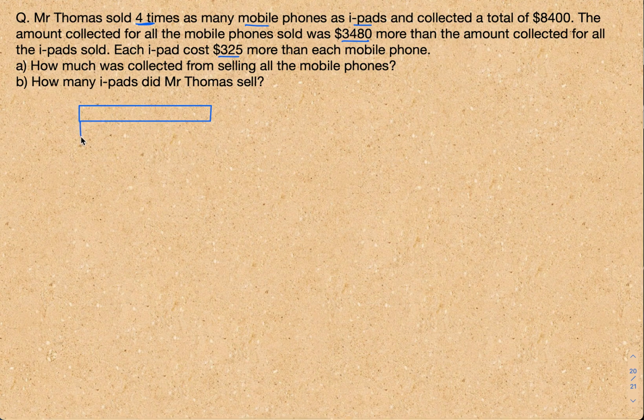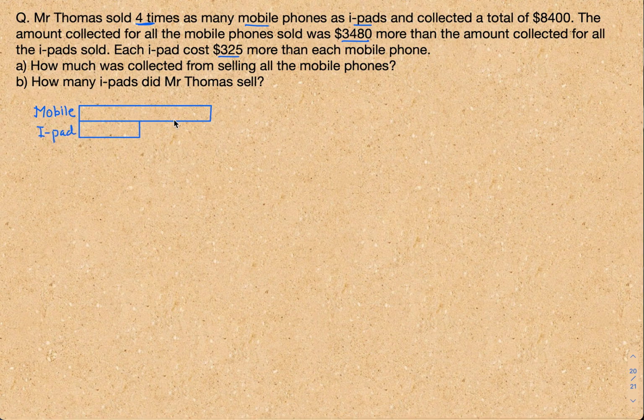So how much do you think is collected for the iPad, right? It should be lesser or more? It should be lesser. Why? Because it said here that the amount collected from the mobile phone was 3,480 more, right? So if the second one we are drawing is for iPad, it should be lesser than what we have drawn for mobile phone, right? So let's label it quickly. So let's say this one represents mobile and this one is for iPad, right?